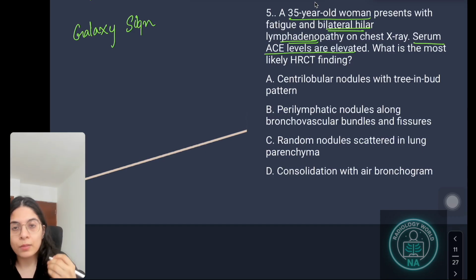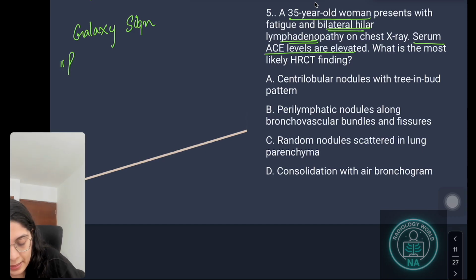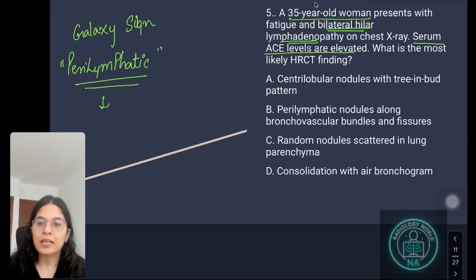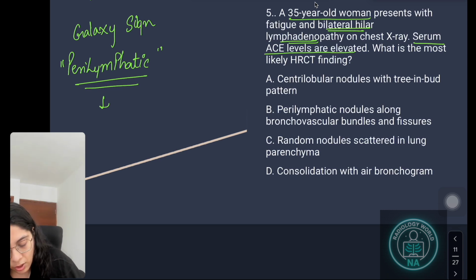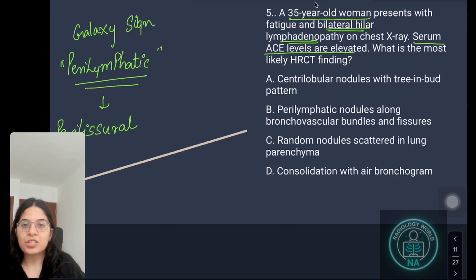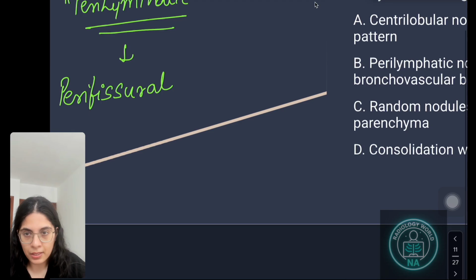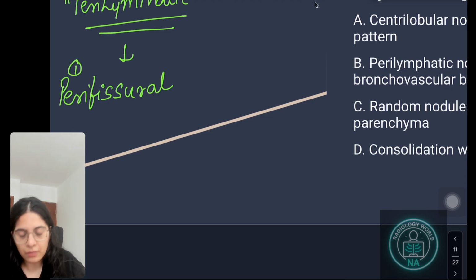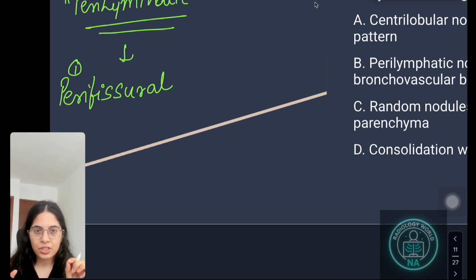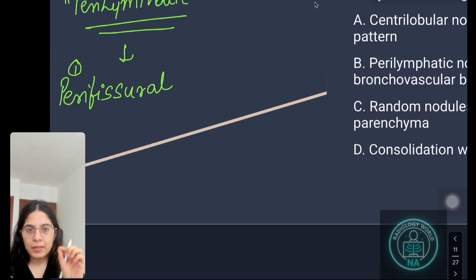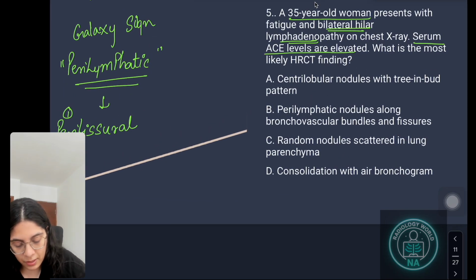I am going to list the most important distribution, which is perilymphatic. This is the keyword, perilymphatic distribution. So where is this perilymphatic distribution in the HRCT chest? This is going to be seen along the fissures, perifissural. Basically these are all the locations which are perilymphatic. One thing is perifissural, which is along the major fissures in the HRCT chest. The second thing is subpleural.